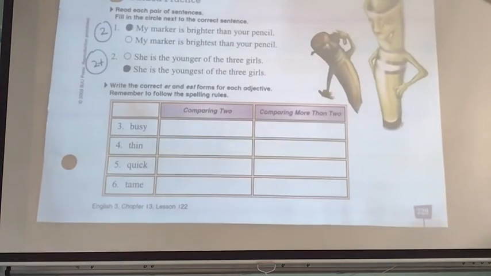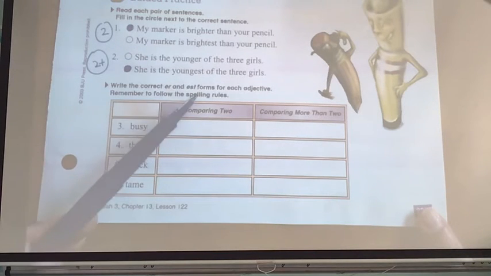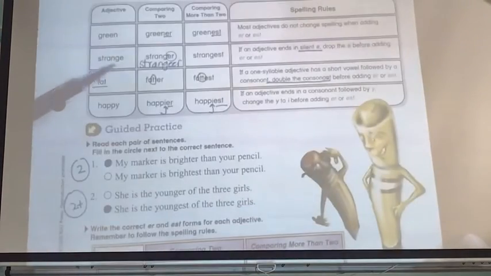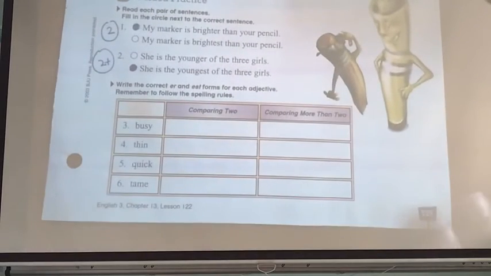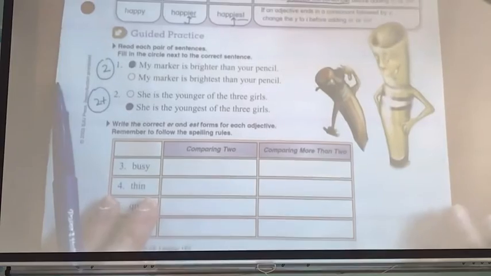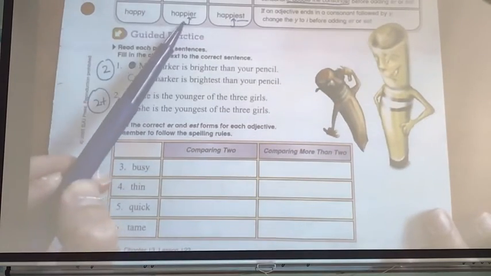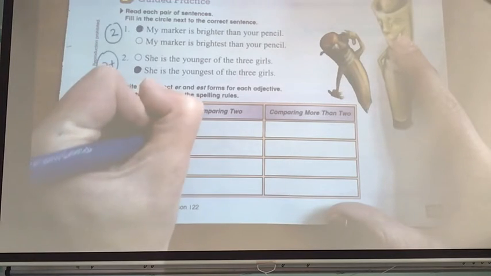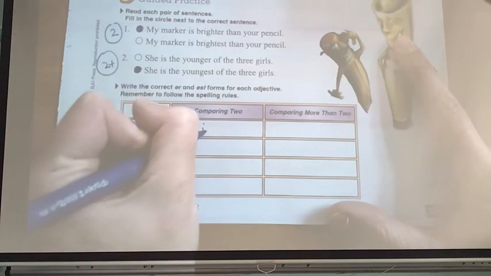The next one, this section down here, wants me to write the correct form and follow the spelling rules. So for this section, I'm going to use my chart up here to help me. The first one is busy. I remember if it is a Y, I'm going to change the Y to an I. So I should have B-U-S-I-E-R for two.